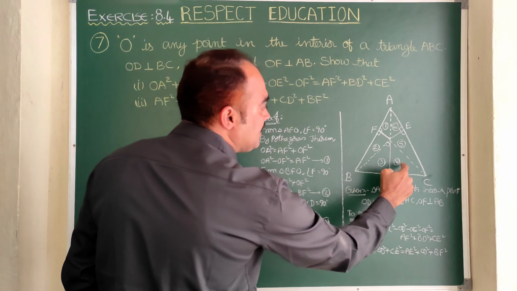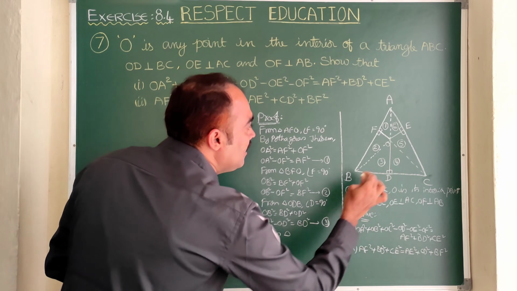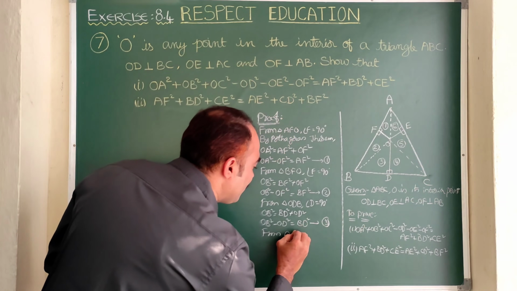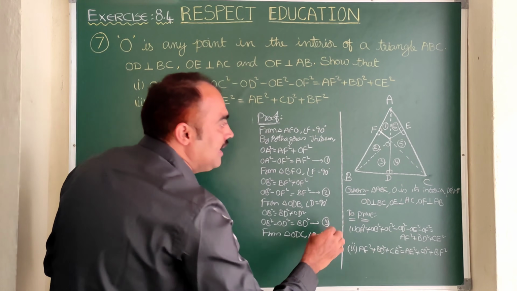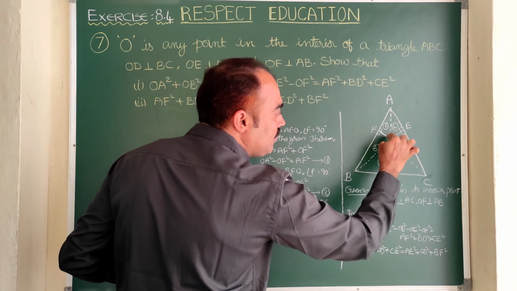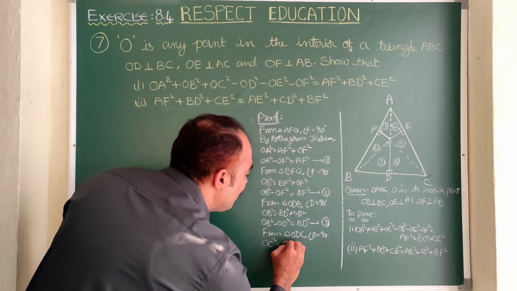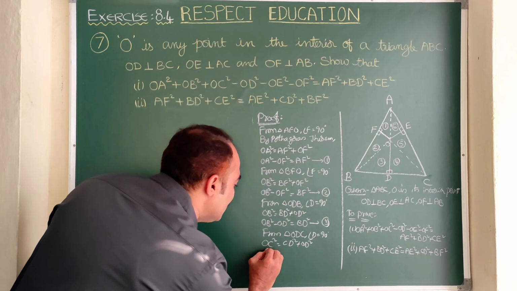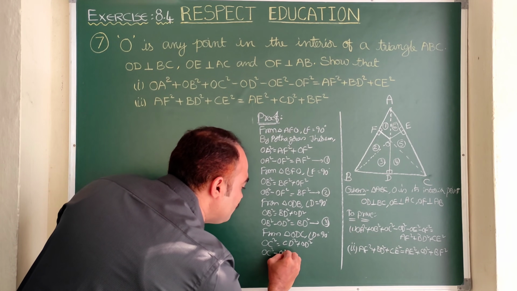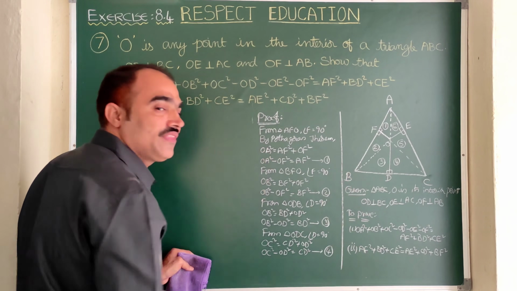Right. Now let us enter the fourth triangle, that is triangle ODC, where angle D is equal to 90 degrees. Let us apply Pythagoras theorem here. OC square is equal to CD square plus OD square. Let us send OD square as usual this side. So OC square minus OD square is equal to CD square. Let us take it as equation number 4.